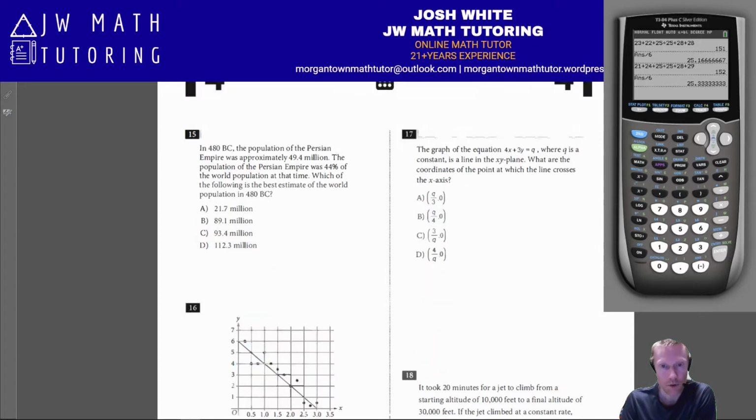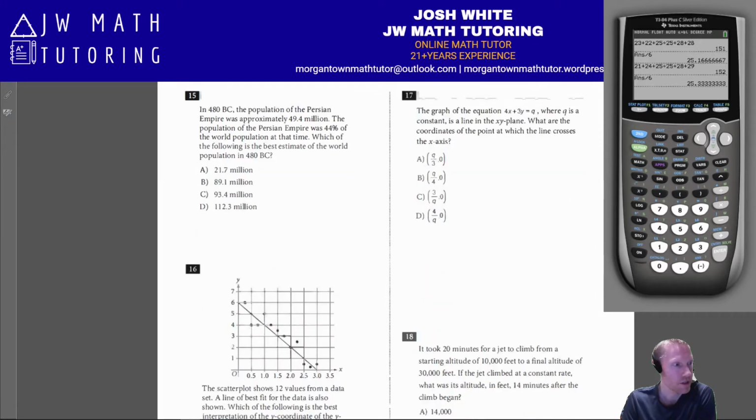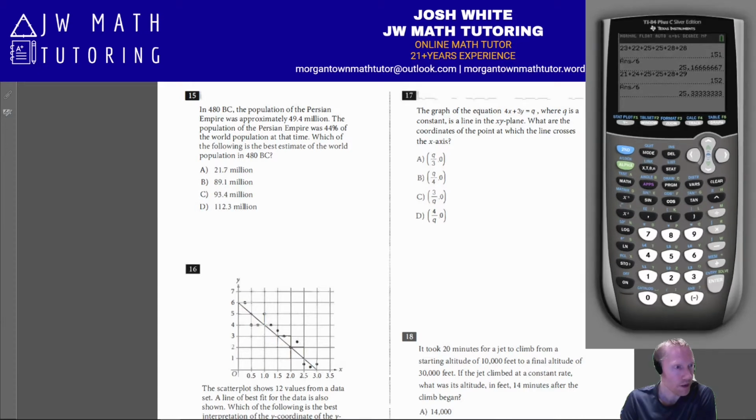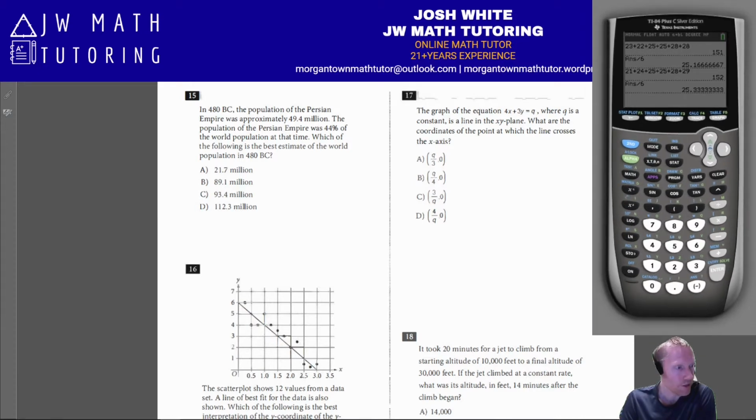All right, moving to the top of the next page. Here we have this problem that deals with world population. And basically what's going on is, okay, the population of this Persian Empire was 49.4 million. However, it was 44% of the total world population. So what is the total world population?